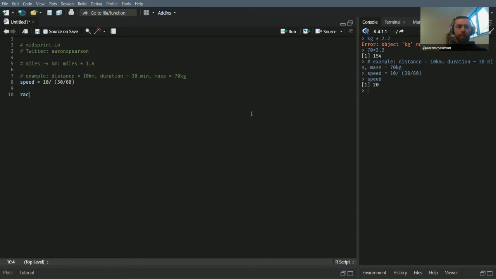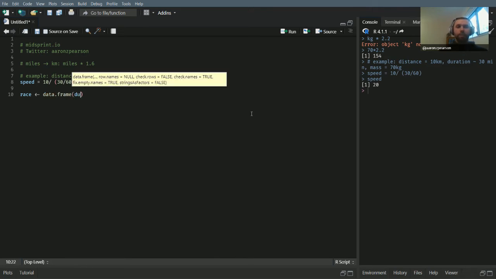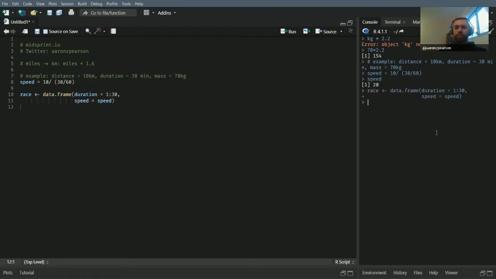So let's build the data frame. We're going to call it race, data.frame, and we'll just start off with some simple stuff. Duration is 1 to 30. These are in minutes, and our speed is speed. So if we look at the top of this, the first 6 rows, we have this. So at minute 1, the individual is running at 20 kilometers an hour, 2, and so on.